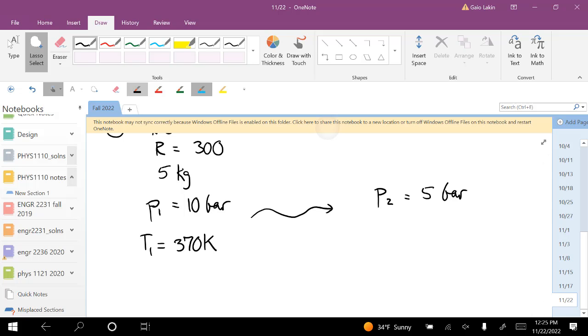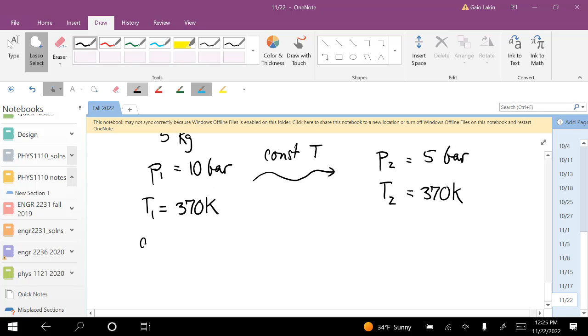It's isothermal, so this is a constant temperature, so T2 is also 370 Kelvin. And we want to first calculate the change in specific entropy. And then second, calculate the total heat transfer for this process.